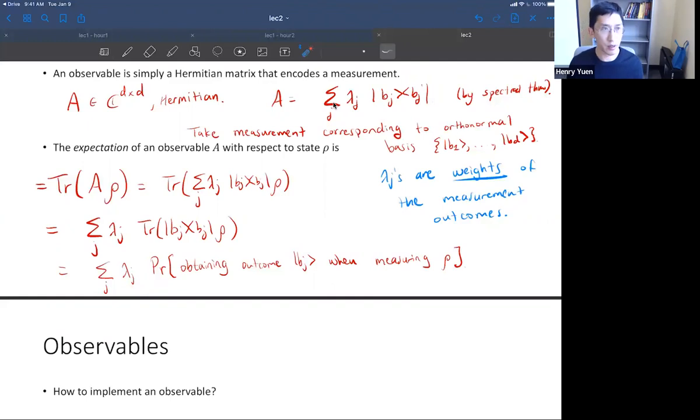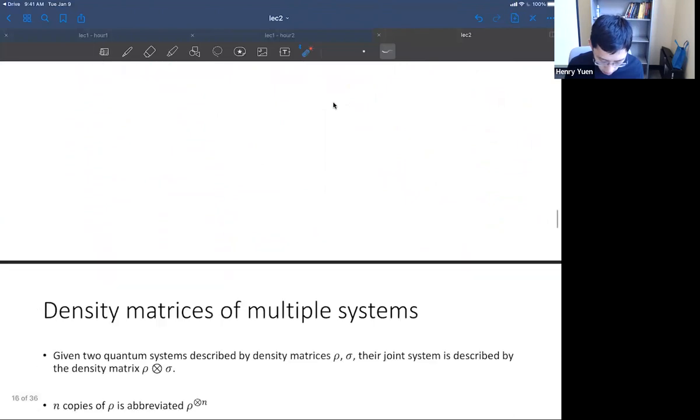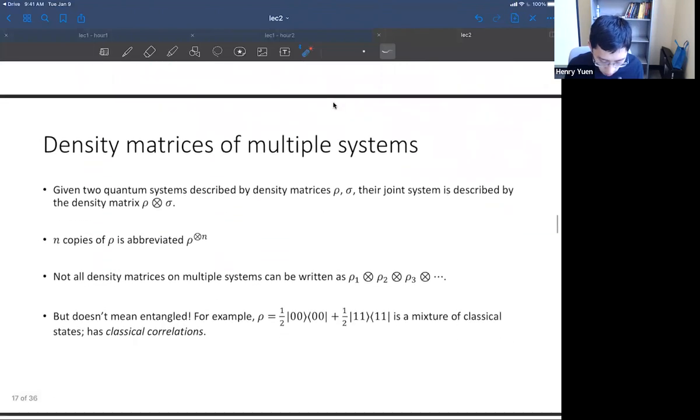Good. So that's all you need to know about observables. It's just this convenient way of packaging measurements. All right. Okay, I think we're almost at the end of this review of density matrices. Just a couple more things.